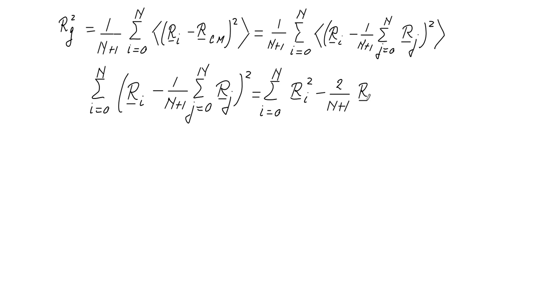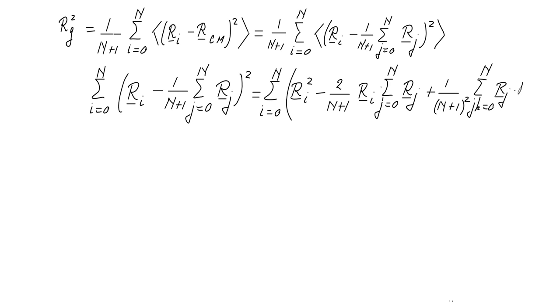Ri dot, and that is still under the sum, and then we have a sum over j running from 0 to n of rj. And finally, we have the factor 1 over n plus 1 squared, and then a sum over j and k, both running from 0 to n, of rj dot rk, and that last term also has the sum over i in front of it.